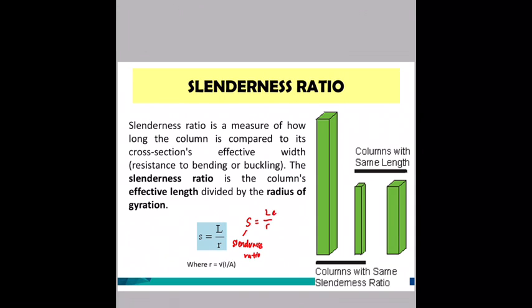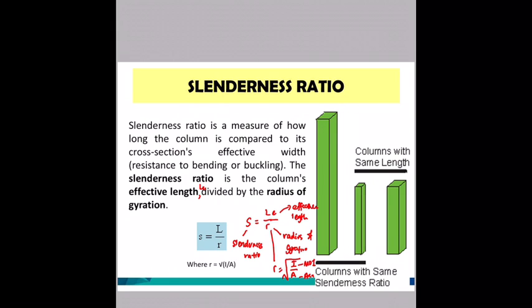L here is actually the effective length. The symbol of effective length is LE. This is the effective length. R here is the radius of gyration, and R is equal to the square root of I over A. So I here is the moment of inertia, and A is the area.